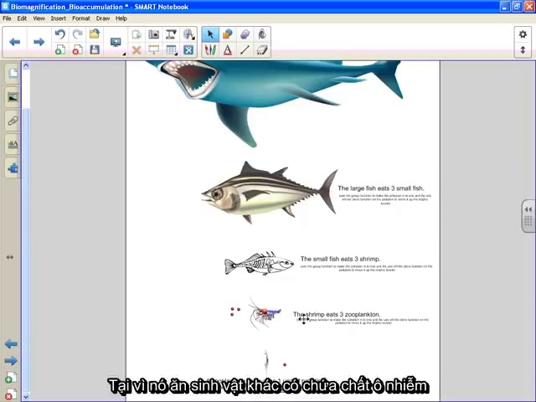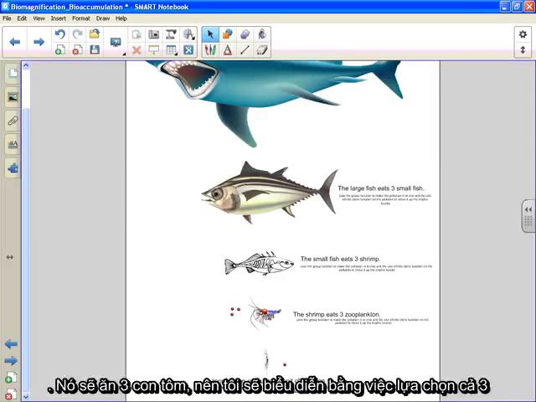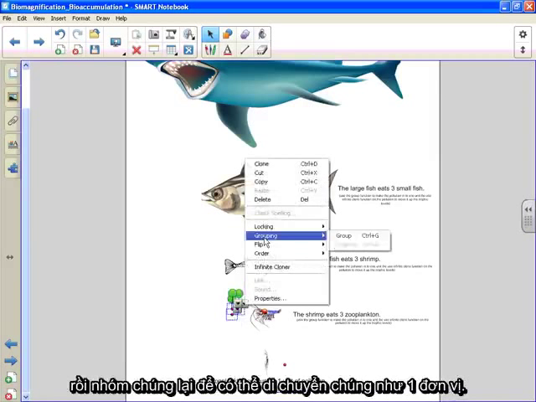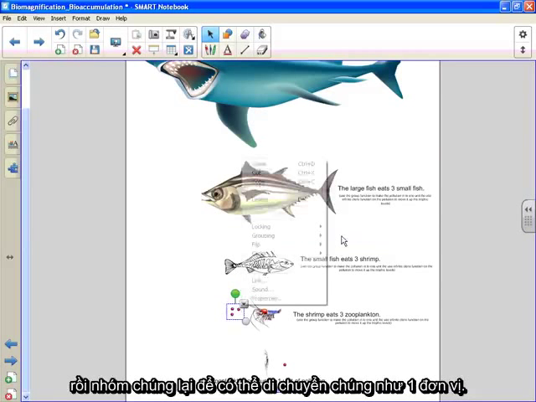Because it's eating an organism that has pollution. So now let's look at the small fish, the one above it. It's going to eat 3 shrimp. So I want to represent that by selecting all the 3, and I'm going to group them so that we can move it as one unit.